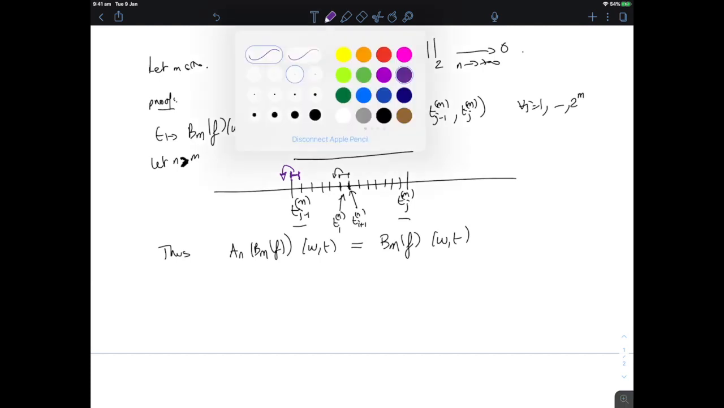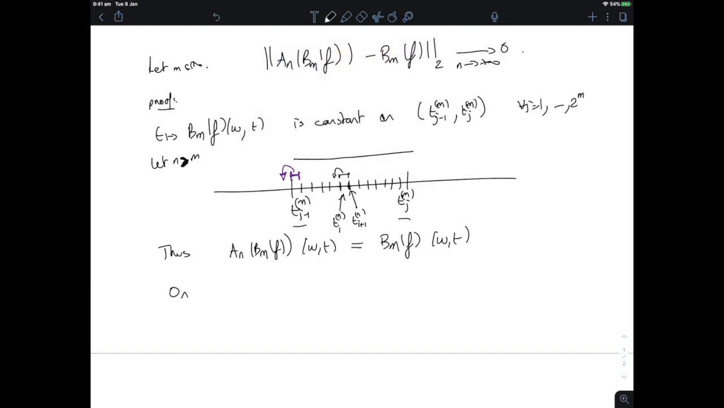So what we have is that, on the other hand, An of Bm f of omega, t equals Bm f of omega, t. This is for every omega, and this is for all t except if t is in the first interval. So for all t that is not in the union over j, where j runs between 1 and 2 to the m, of this first interval, which is t_{j-1}^m to t_{j-1}^m plus 2 to the minus n T.